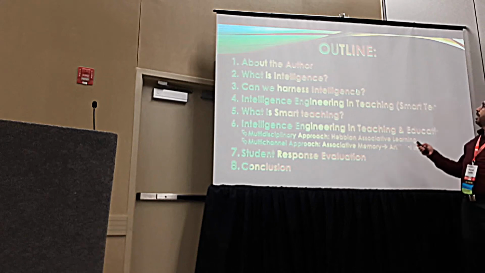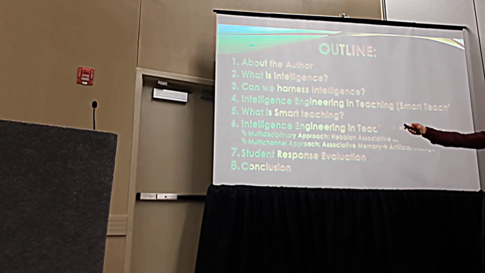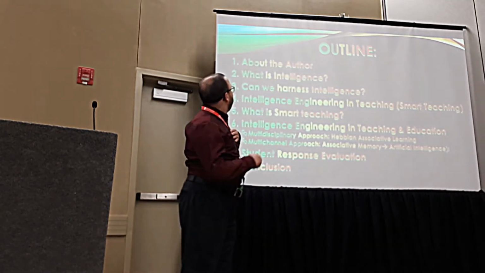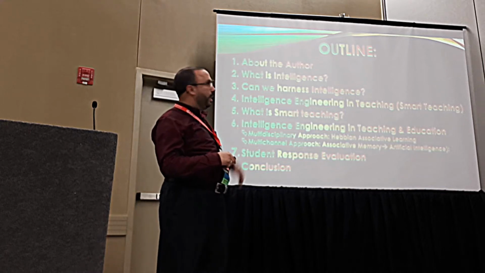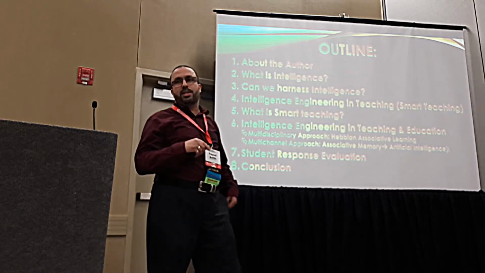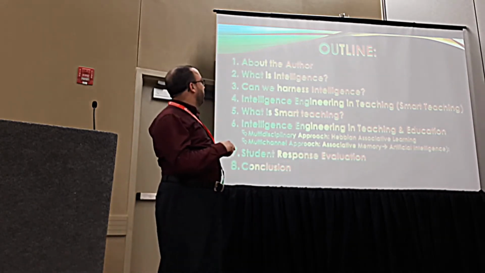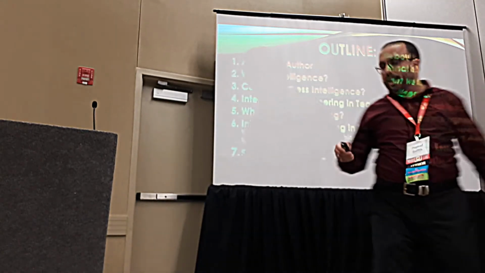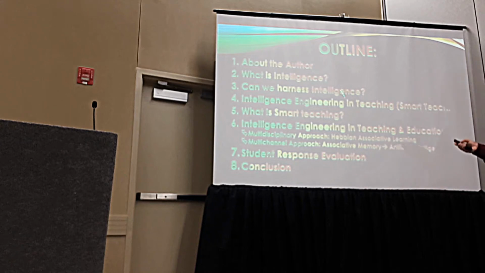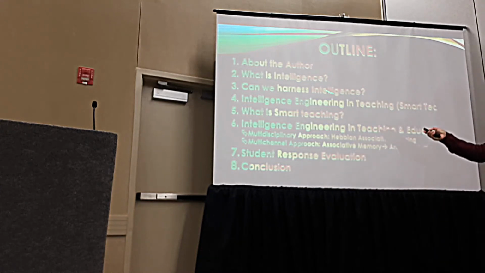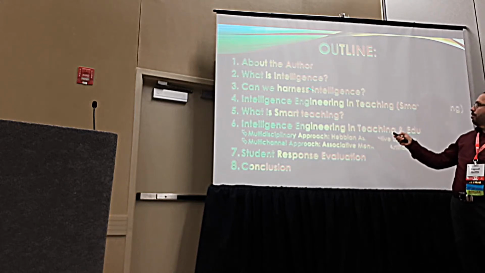So the outline of this talk is divided into 8 bullets. First, I'll talk briefly about myself, not to brag about who I am, but to show you the reason behind this method. Then I'll ask the most important question: what is intelligence? We'll see many definitions, and from there we'll see how we can harness this power. I developed a formula for that earlier for imaging, but I will pass on that. I'll talk only about how to harness it for education purposes.